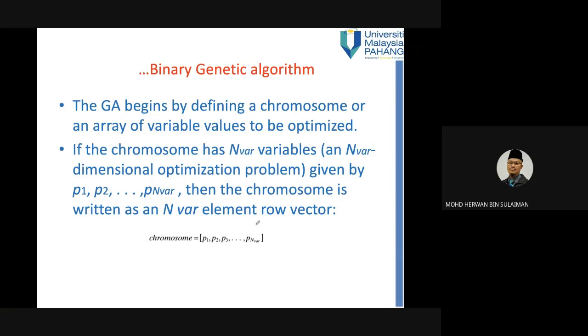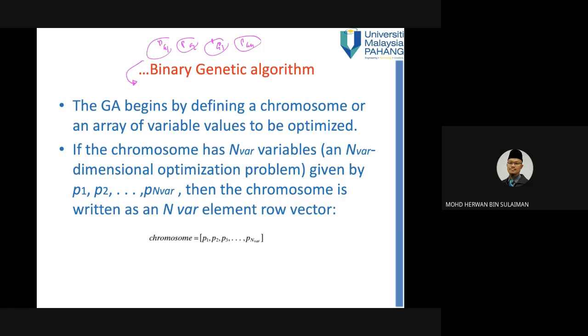Basically the GA begins by defining the chromosome, an array of variable values to be optimized. Let's say when we relate it to the economic dispatch, we have four generators: PG1, PG2, PG3, PG4. These values need to be encoded into binary numbers. Let's say we use four binary digits, randomly. Each generator has its minimum and maximum, so we need to do the encoding and decoding later. I will show you.